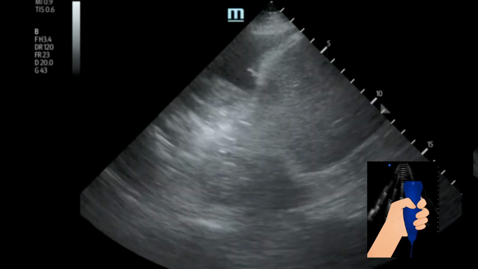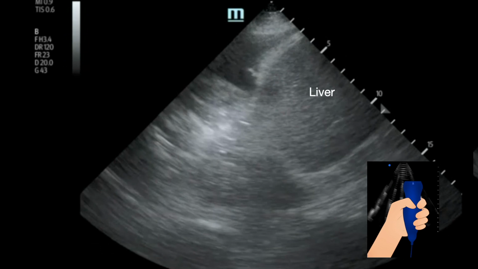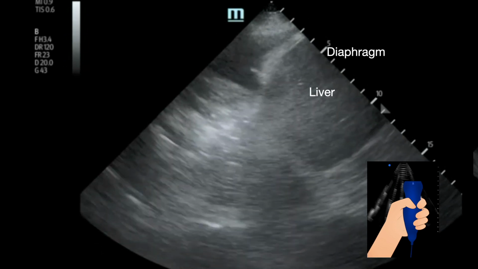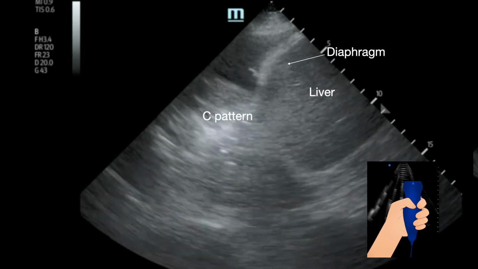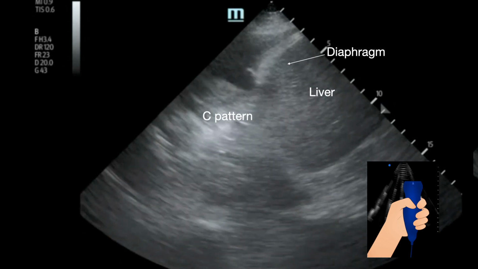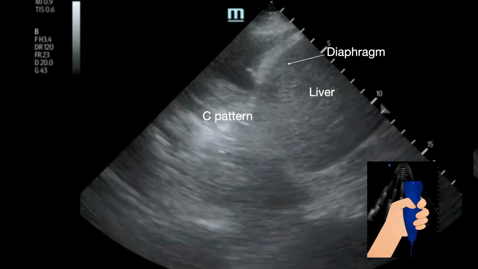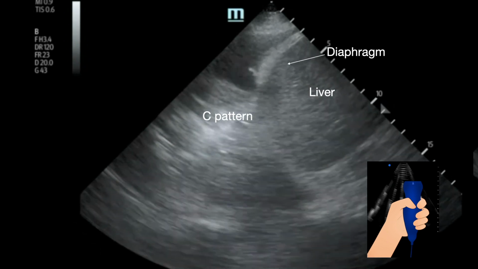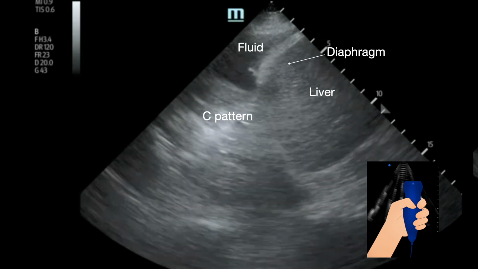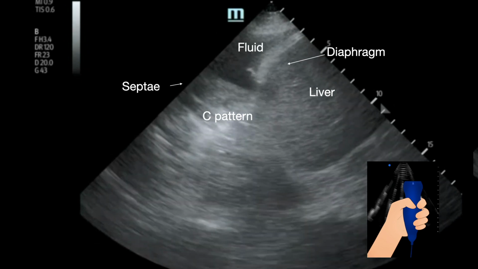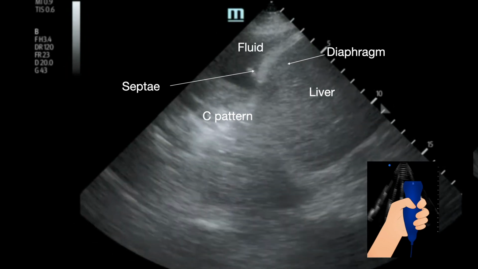Here we see the liver right here, and you can see that there is a diaphragm, and the C pattern is right there, and you can see how the echogenicity of the liver and the C pattern is not much different, making it what we call hepatization. Then we can see fluid, and as a bonus, we see septae in a patient who also had empyema.